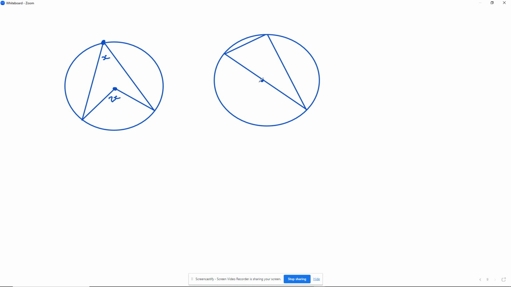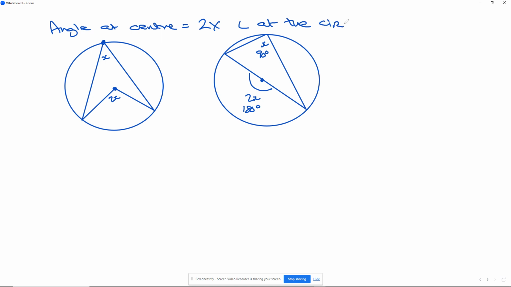And look at this now. The angle at the center is still double the angle at the circumference. The only difference is this is 180 degrees and that is 90 degrees. Okay, and this is angle at the center is equal to 2 times the angle at the circumference. And it works both ways.